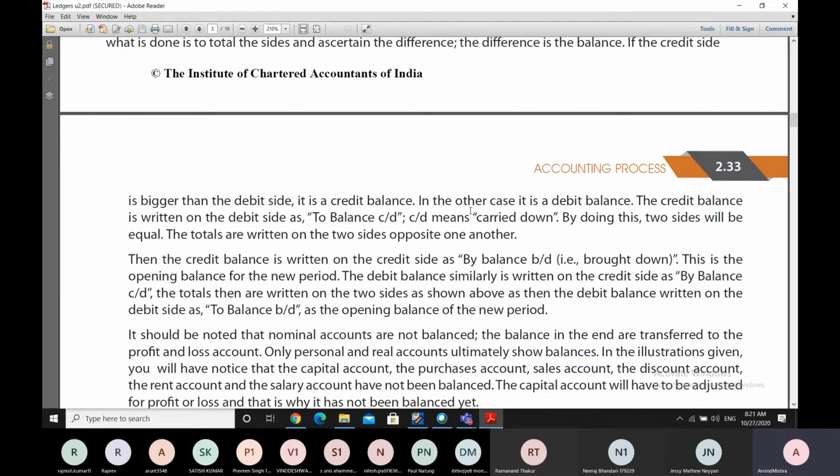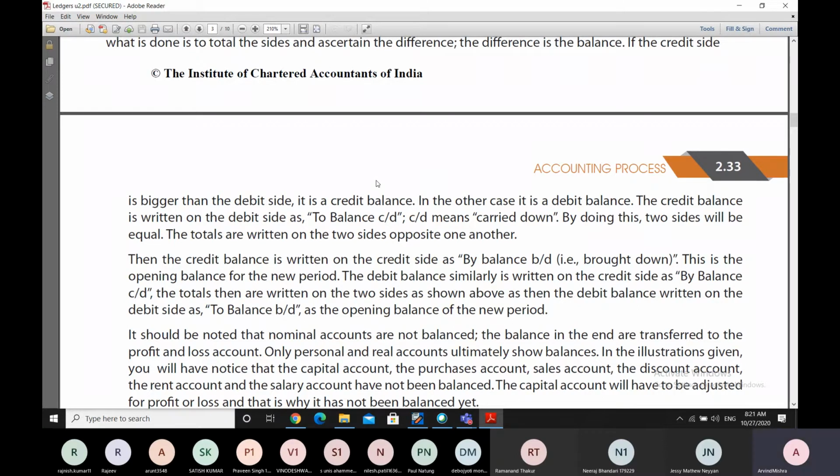So it's simple to understand that whenever the credit side total is more, it's called the credit balance, and whenever the debit side total is more, it is called the debit balance. But if the credit side total is more, then it is written on the debit side to equalize both the sides. The credit balance is written on the debit side as "To balance carried down", because by making an entry on the debit side, we have to start with "To".